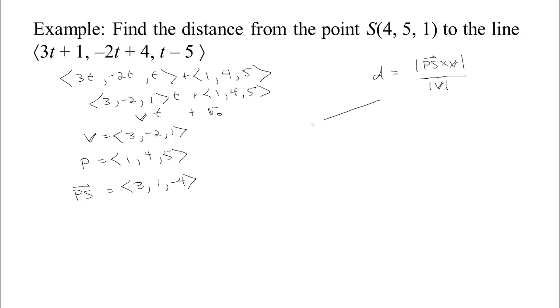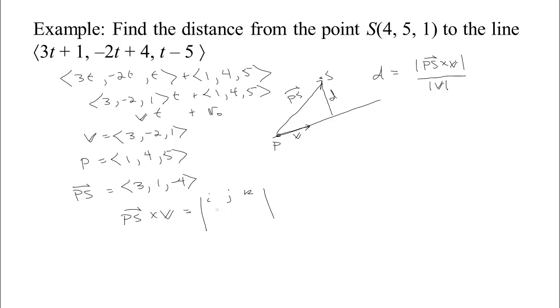And remember, our picture is: here's the line, here's a vector V parallel to the line, this is a point P on the line, here's the given point S, and we're calculating this vector PS in order to eventually get to this distance D. Okay, we've got PS and we've got V, so now I think we're ready to calculate PS cross V.